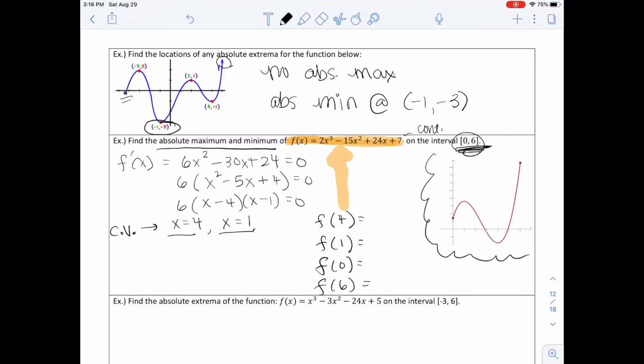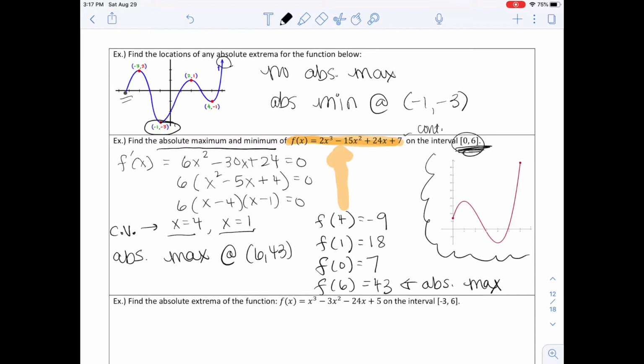When you do and you substitute in 4, you get negative 9. Substituting in 1, you should get positive 18. Substituting in 0, we get positive 7, and substituting in 6, we get 43. Make sure to check those so you understand how to use your calculator. The absolute max is the largest y value that we have, which occurs when y is equal to 43, so this would be our absolute max. And the absolute max here, so our absolute max is going to occur at (6, 43).